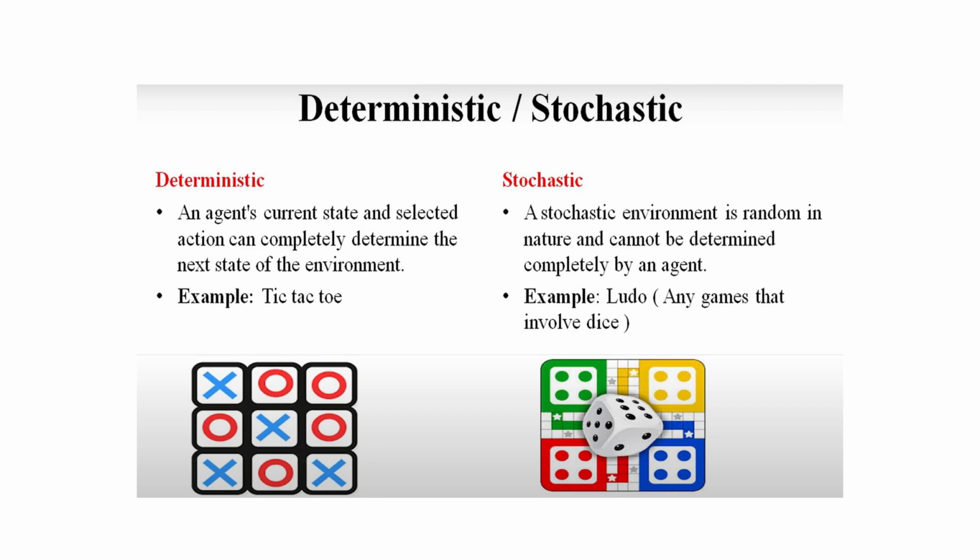The next type of environment is a stochastic environment. A stochastic environment is random in nature and cannot be determined completely by the agent. So here the outcomes can involve uncertainty or probability. The same action may lead to different results.